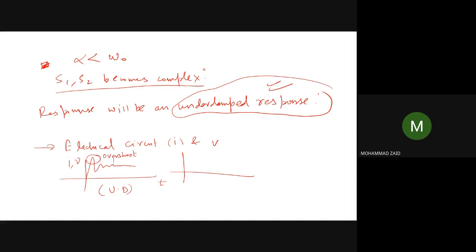This is the transient part, and then there is the steady state part. An overdamped response looks like this, just like a first order circuit response. Sorry, this is the transient part, and this is the steady state part.